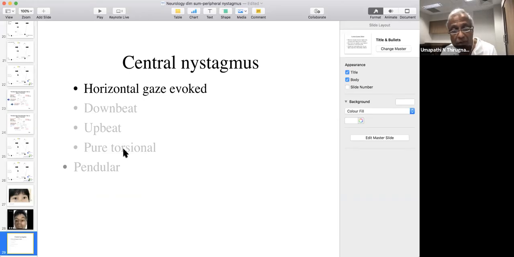Now, there are other forms of central nystagmus, but they are super rare. Okay, downbeat, upbeat, pure torsional, and pendular. So the main central nystagmus that you need to learn is horizontal gaze-evoked nystagmus and how you differentiate it from peripheral. Why is it important? Because this is another localizing tool. If you see a patient with peripheral nystagmus, you know that the pathology is likely in the ear, like vestibular neuronitis. If it's central nystagmus, then we are dealing with central nervous system disorders. And often these are more sinister, so more important for you to make the diagnosis. So for example, stroke, cerebellitis, brainstem infection, and things of that sort.